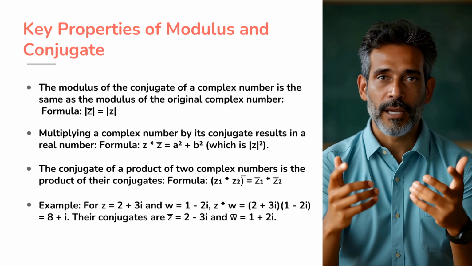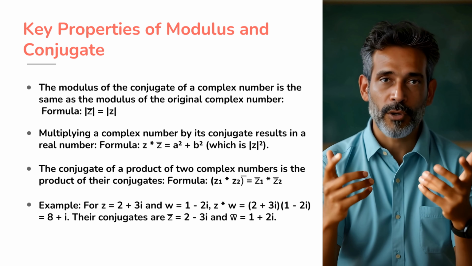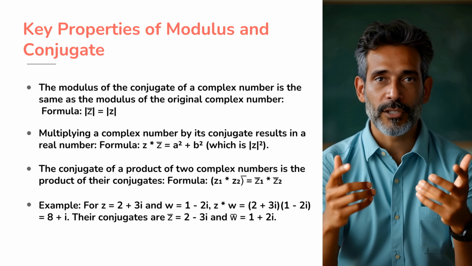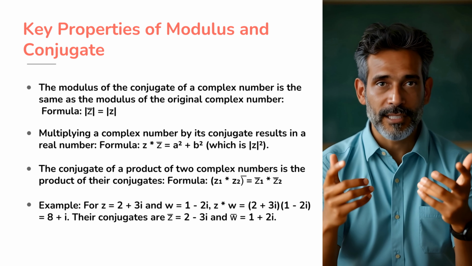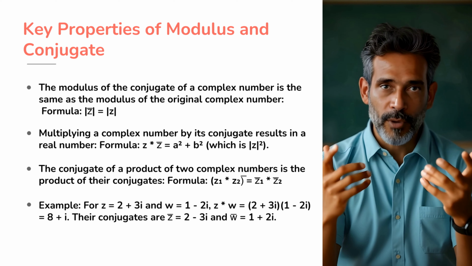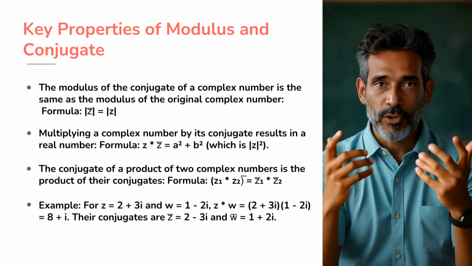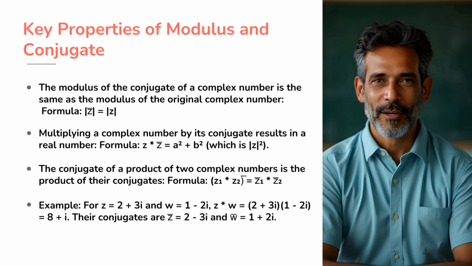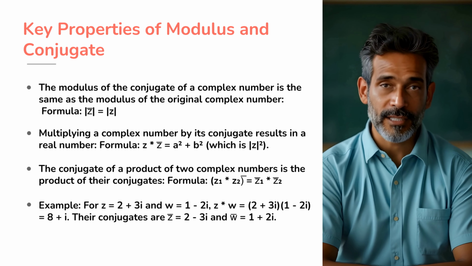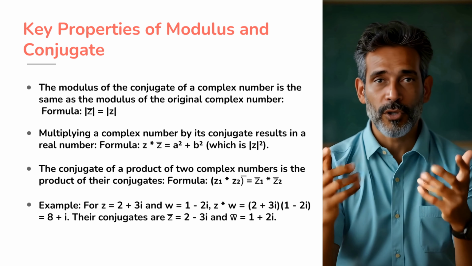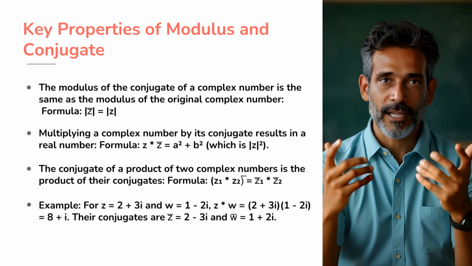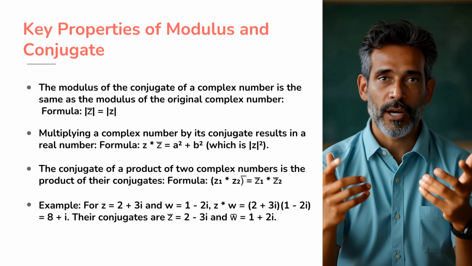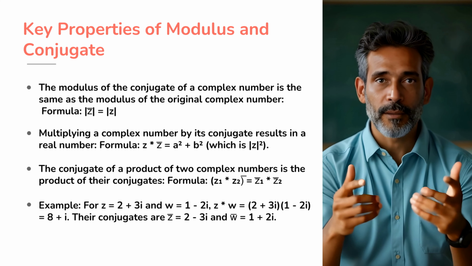For example, let z = 2 + 3ι and w = 1 - 2ι. Then z times w equals (2 + 3ι) times (1 - 2ι), which simplifies to 8 - ι. Their conjugates are z̄ = 2 - 3ι and w̄ = 1 + 2ι.